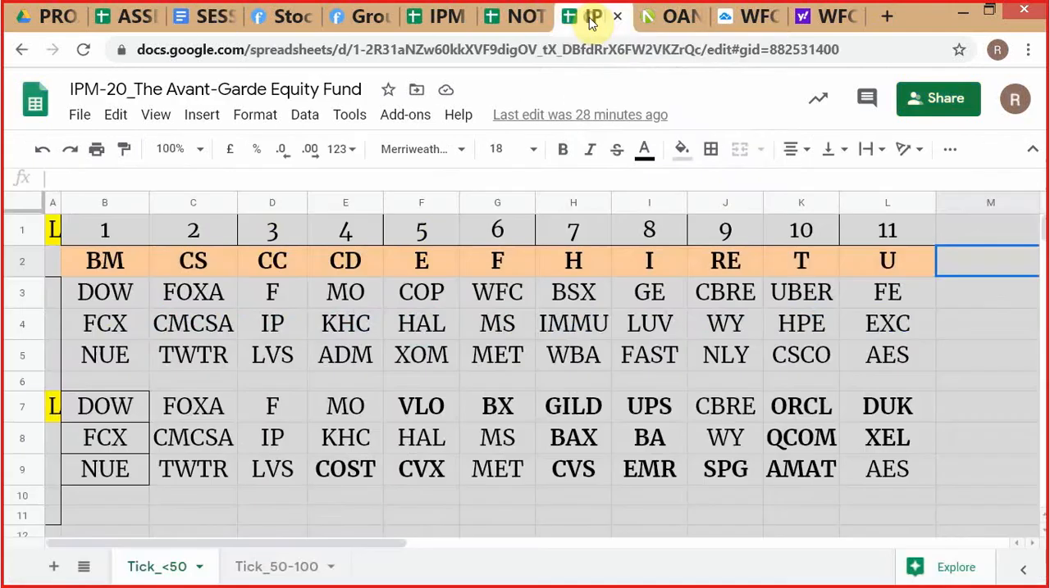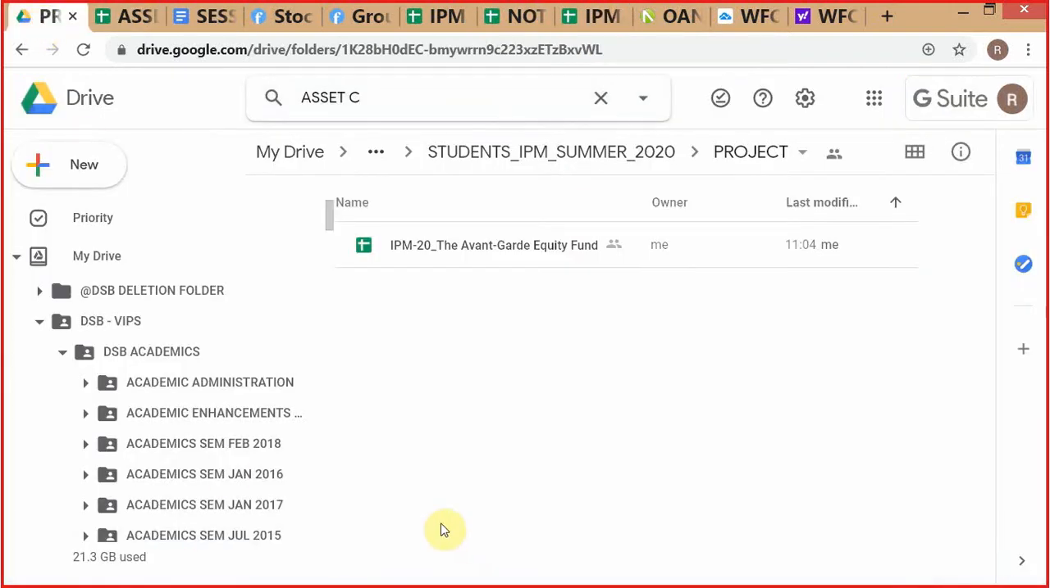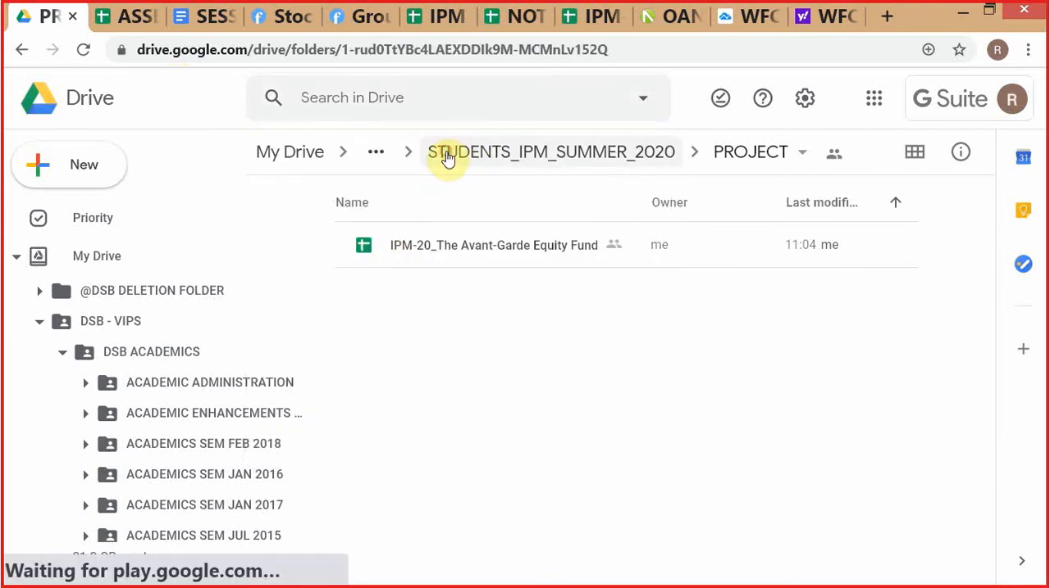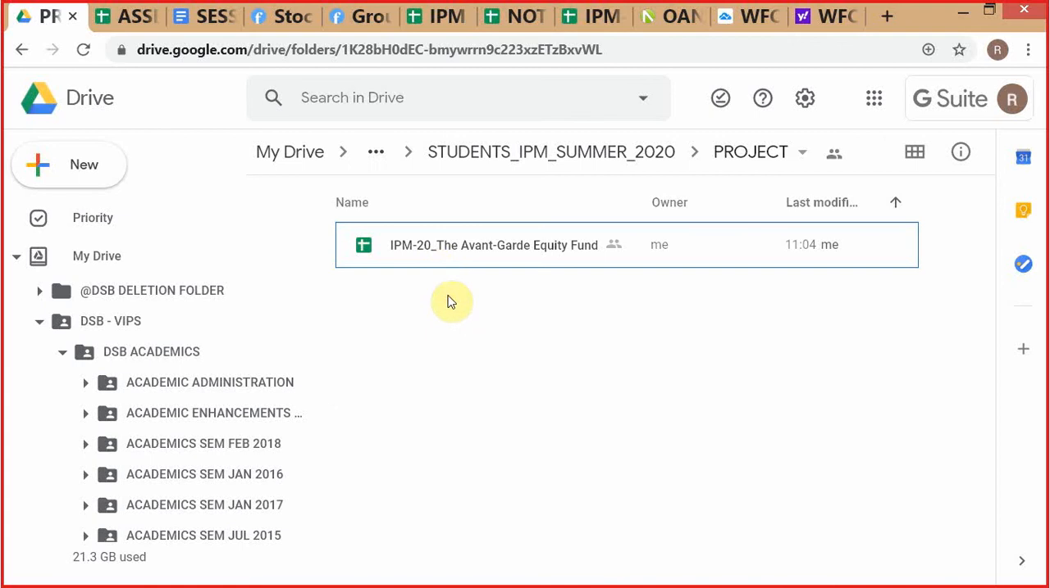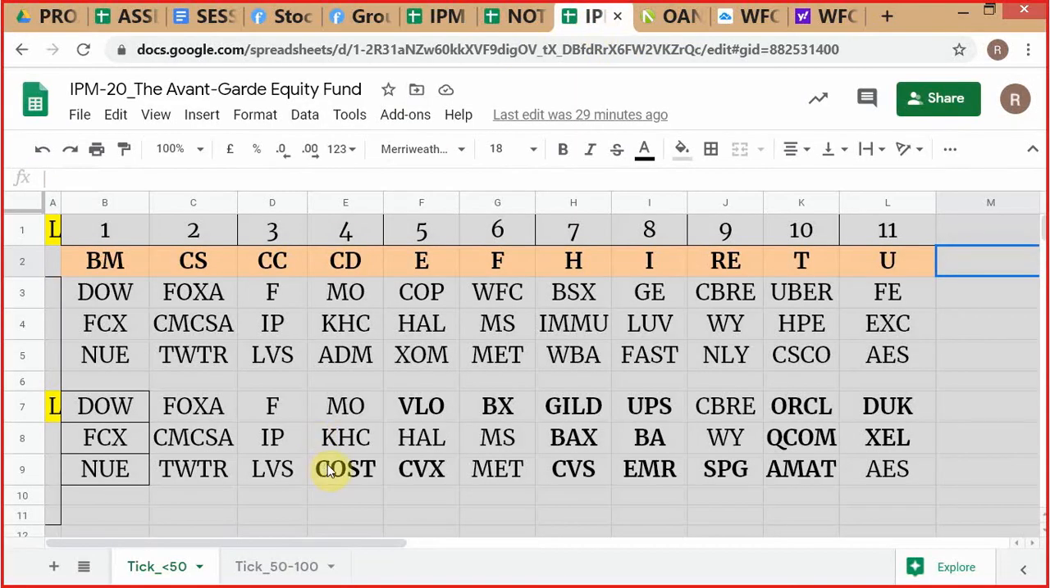So you'll notice that in your folder, under students, you have all these things. You have the notes, and then I put in a separate folder called project. There's this spreadsheet over here, which I've opened, the IPM20.